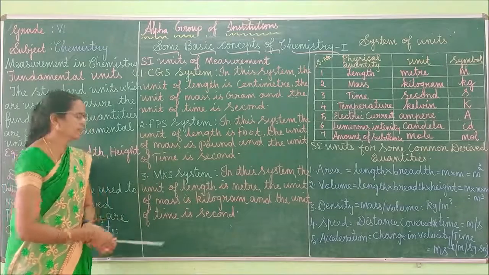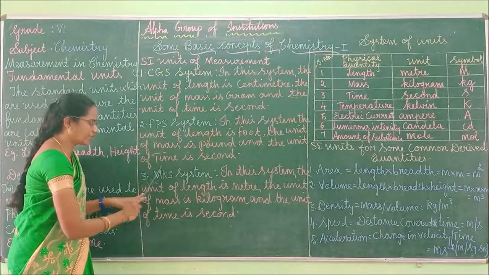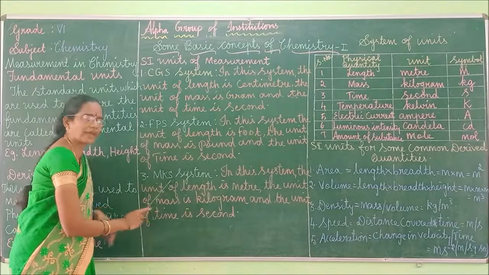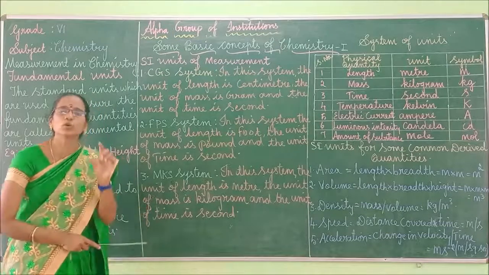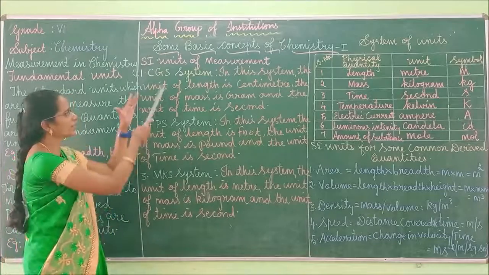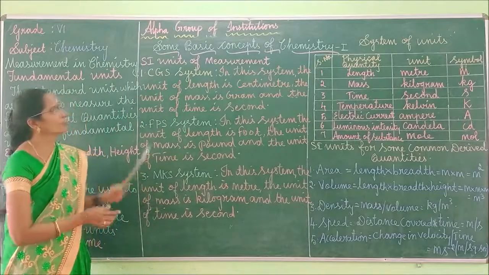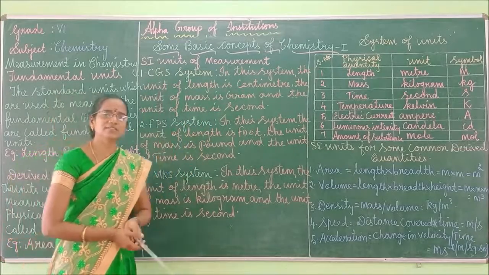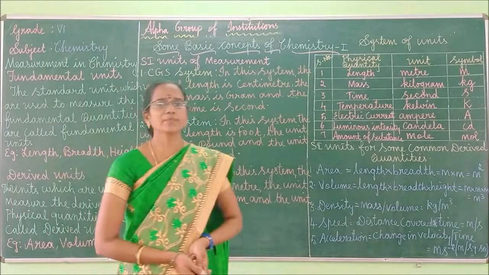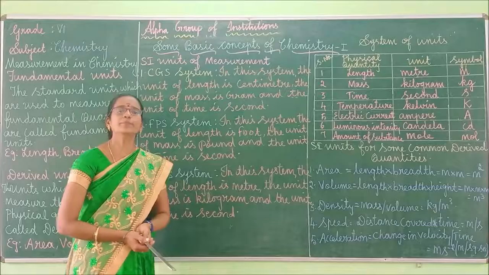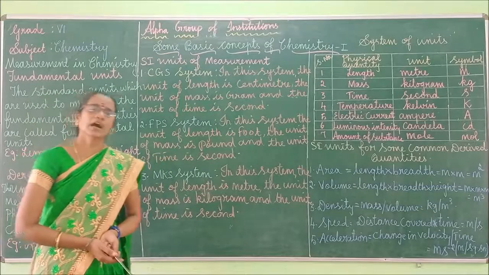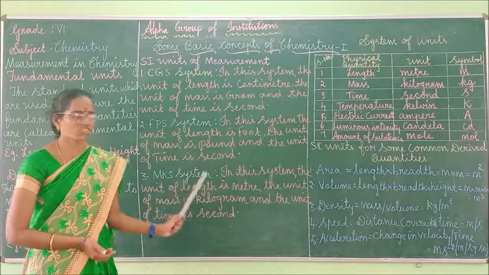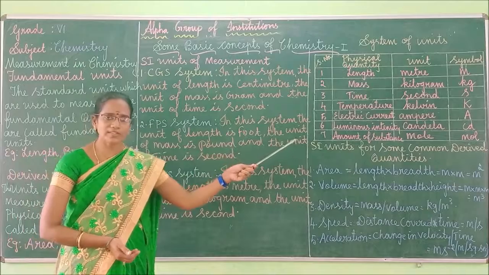In this system, the unit of length is meter, the unit of mass is kilogram, and the unit of time is second. So you should know the fundamental units, then only you can abbreviate all these things. So what are the systems of units of measurement? One is the CGS system, centimeter, gram, second. The second one is the MKS system, meter, kilogram, second. And the next one is the FPS system, foot, pound, second. Understood, children? Shall we move to the system of units now?